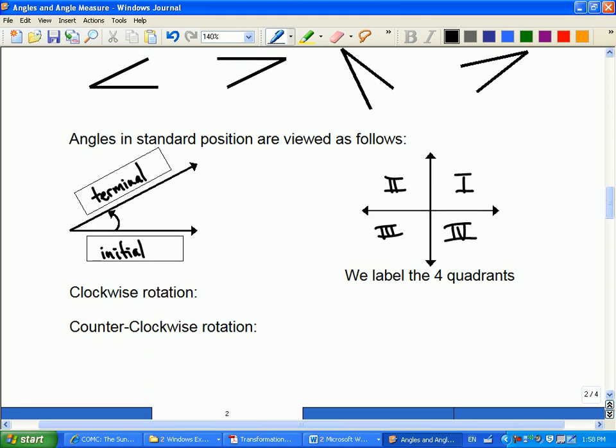And the other thing you need to know about when we draw the angles is a clockwise rotation. Okay. That's actually a negative angle. And a counterclockwise will be a positive angle. So those are some of the rules that we're going to use for standard angles. Now let's draw a couple just so you can see what I'm talking about.